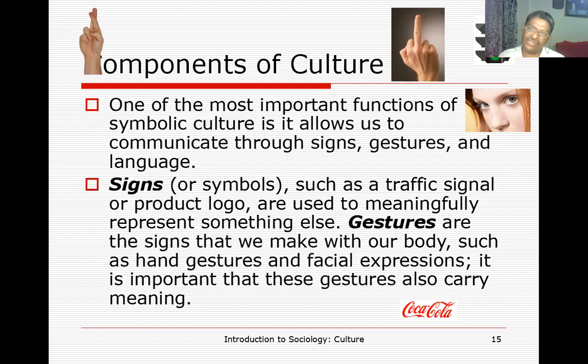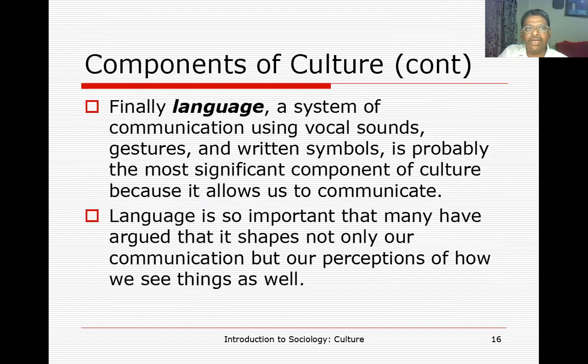Western culture, they don't have gestures with the head. They say yes or no verbally. But we say no means like this, yes means like this. So we have the gestures or the signs that we make with our body, such as hand gestures and facial expressions. It is important that these gestures also carry meaning. Components of culture, as we continue to see.